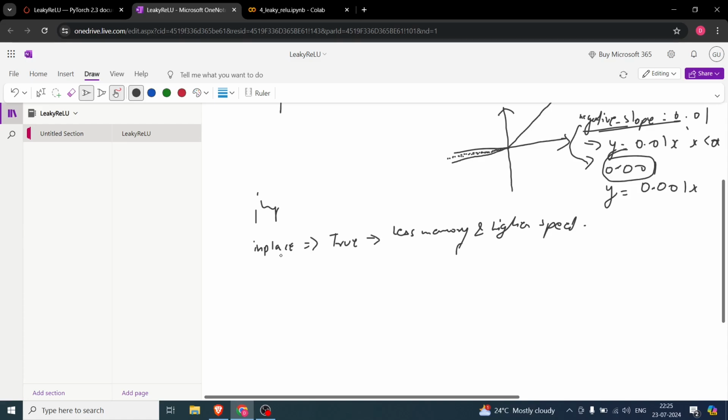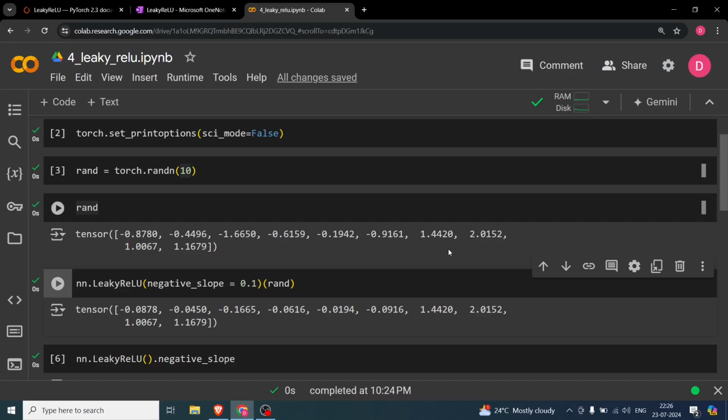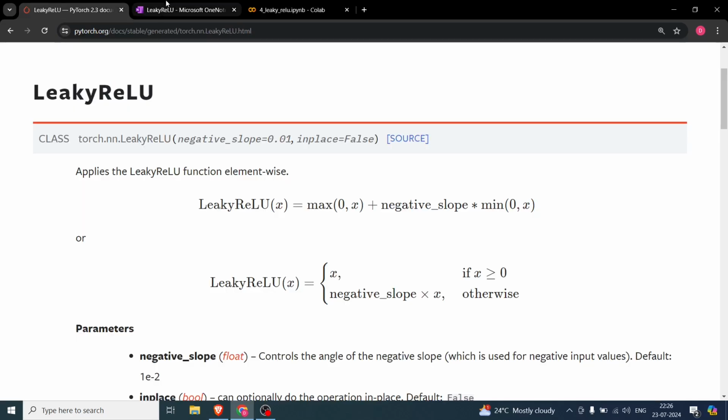Basically, this actually changes the computational graph, which I don't want to get into right now. It changes the computational graph. So we mostly use inplace equal to True until we get an error. If we are getting an error, then we change from True and make it False. So that's the idea. I don't think I'll be explaining more on this. I think it's very clear and simple. This is just the way of representing it.